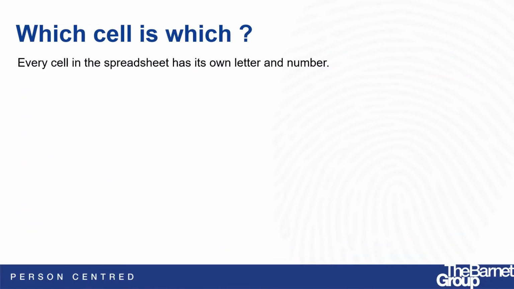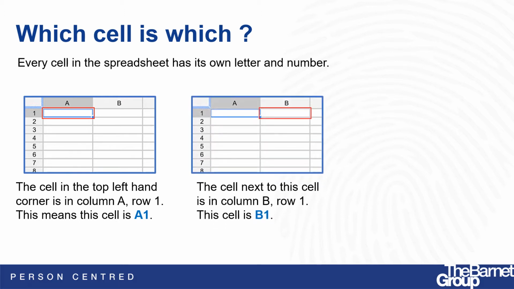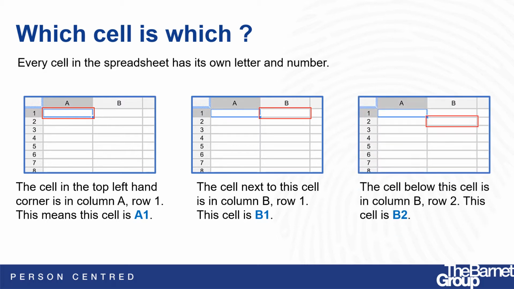Which cell is which? Every cell in the spreadsheet has its own letter and number. The cell in the top left-hand corner is in column A, row 1. This means the cell is A1. The cell next to this cell is in column B, row 1. This cell is B1. The cell below this cell is in column B, row 2. This cell is B2.